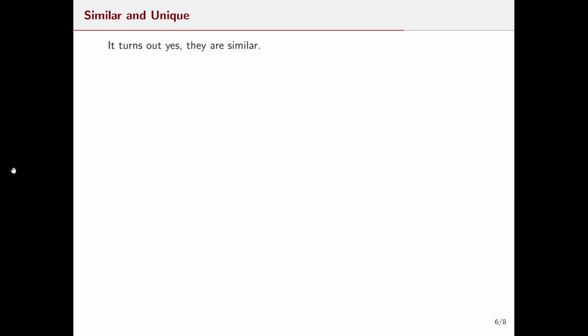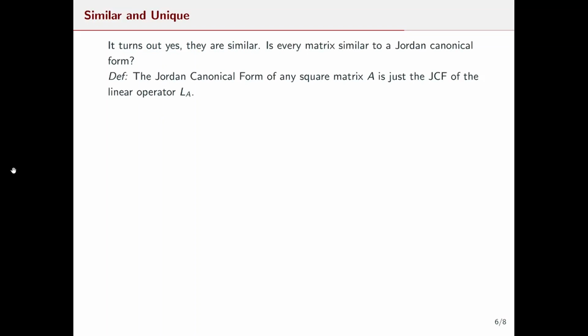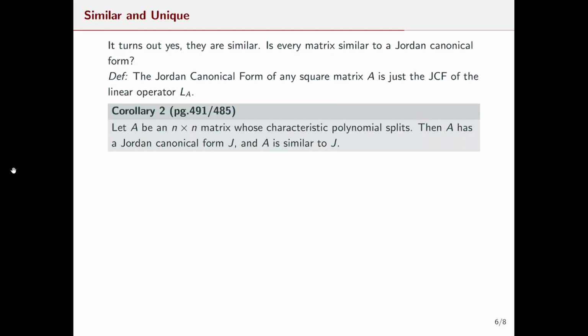But we've already seen that an operator over an algebraically closed field will have a Jordan canonical form. But is every matrix similar to a Jordan canonical form? First, we should define the Jordan canonical form for a square matrix A. It's actually just the Jordan canonical form of the linear operator LA. Corollary 2 tells us that if A is an n by n matrix whose characteristic polynomial splits, or in other words, its entries are from an algebraically closed field, then A has a Jordan canonical form called J, and A is similar to J.